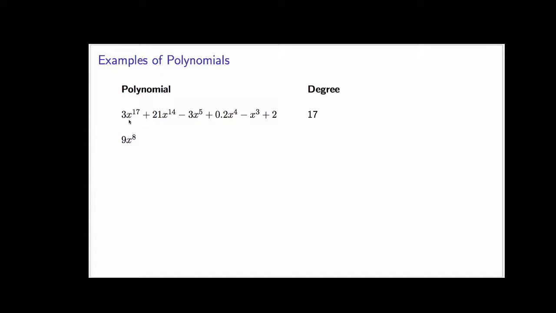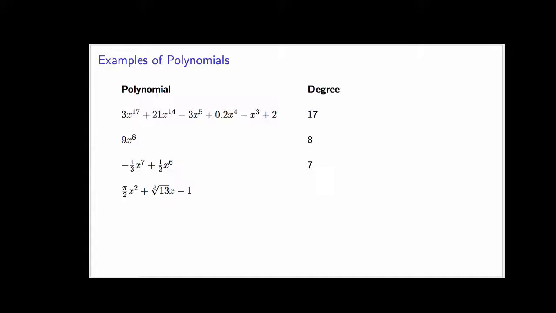Here we have 9x to the 8, so this is just a single term polynomial. This is a degree 8 polynomial. Our leading term is the only term, 9x to the 8, and the leading coefficient is 9. Next we have negative a third x to the 7th plus 1/2 x to the 6th. This is a degree 7 polynomial.